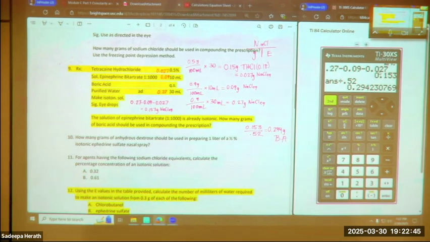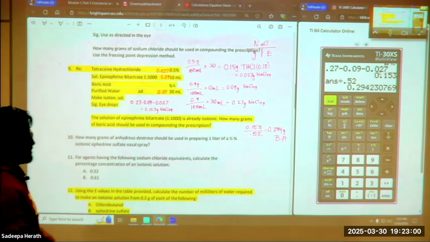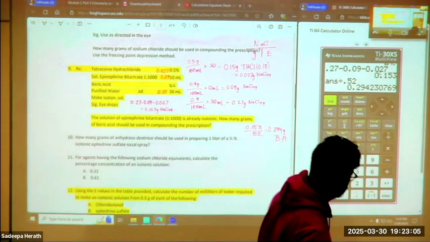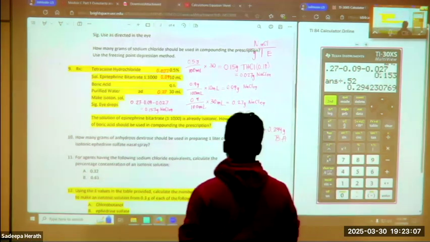So same process as before, that last question that we did. We're just adding that last conversion factor because we're not looking for added NaCl now. Boric acid is being added. So we need to convert it back to the amount of boric acid. Okay. That's 9.